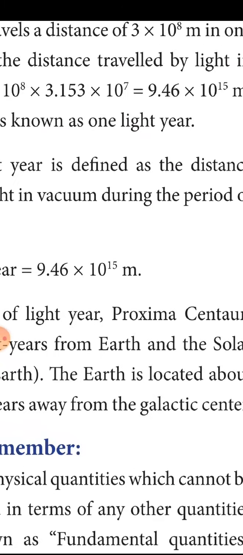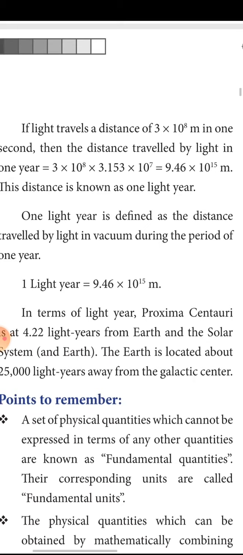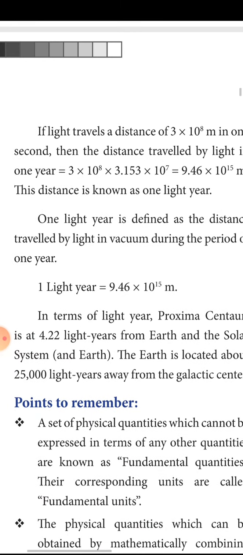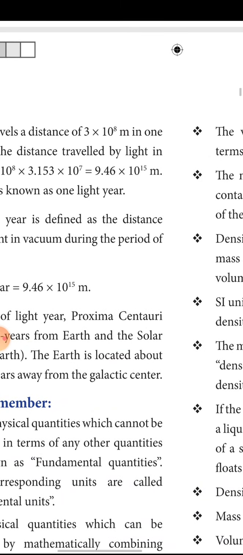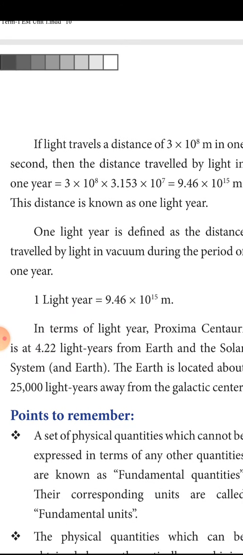Here some nearby stars and celestial bodies, their distances have been given. 4.22 light year, 25,000 light year to the galaxy center. That's all. After studying the light year and astronomical unit, the lesson is over. Then I will be giving you the book back answer.